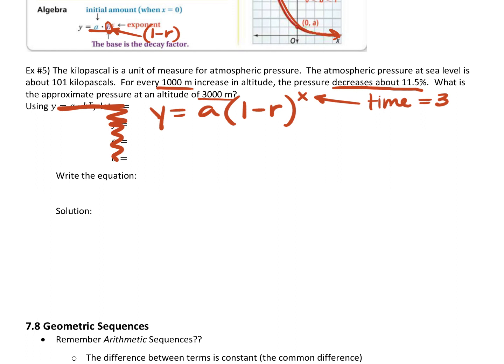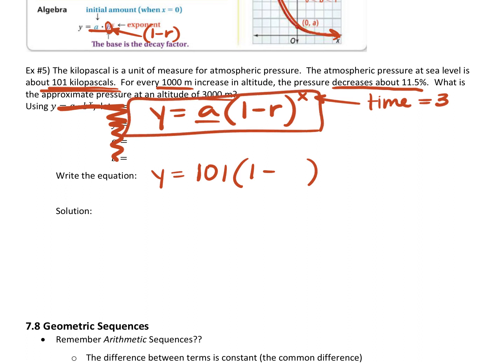So if we're starting this problem at sea level, what is our original amount? How many kilopascals are we starting at? 101. It says it's 101 kilopascals at sea level. So we're going to say y equals, so A is 101. And then this is 1 minus your rate. This is not a money thing where we're compounding monthly or quarterly or whatever. We're not dividing by n anymore. We're just using this equation now.